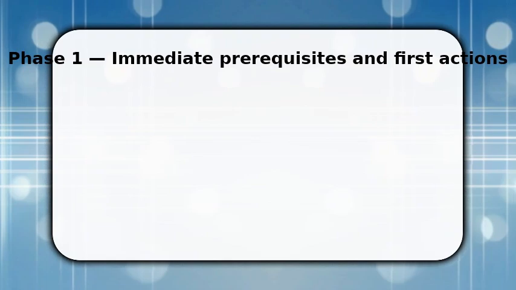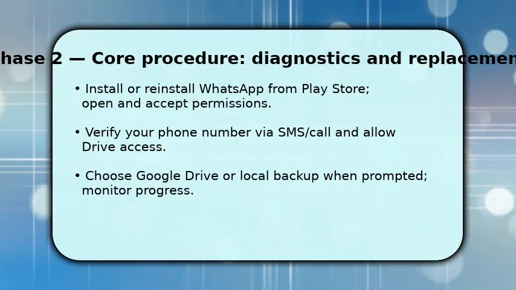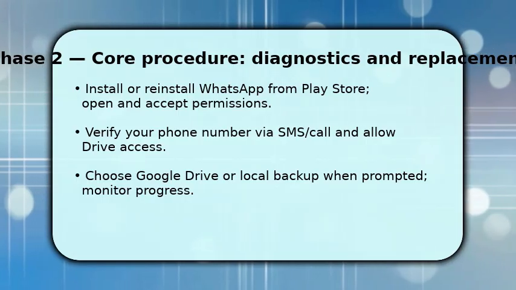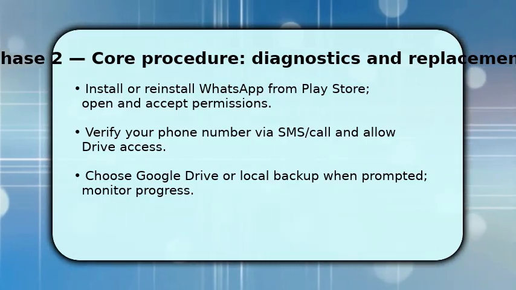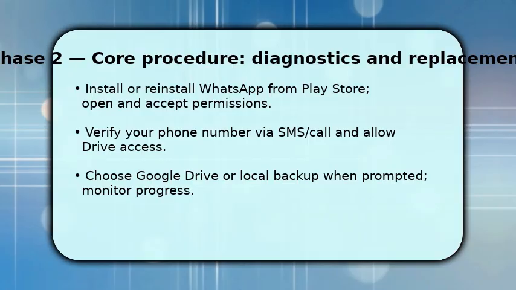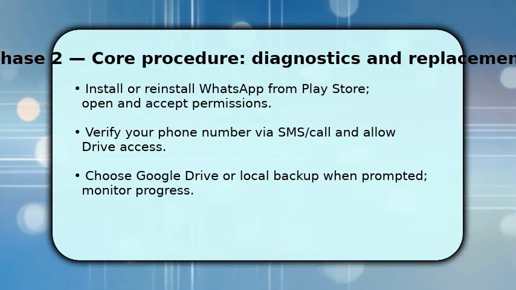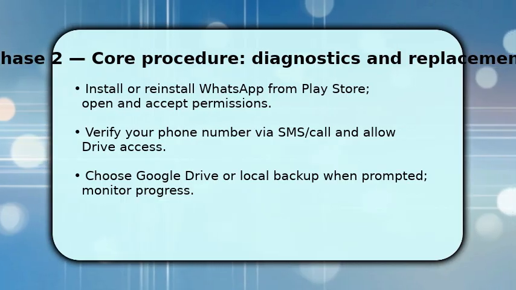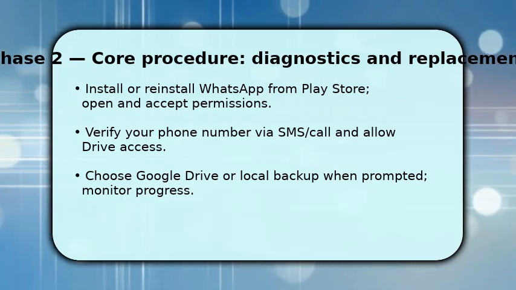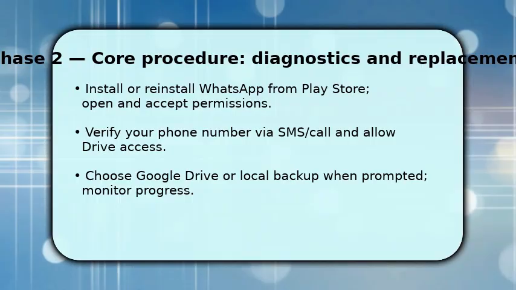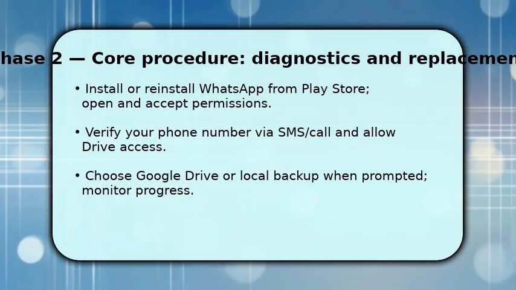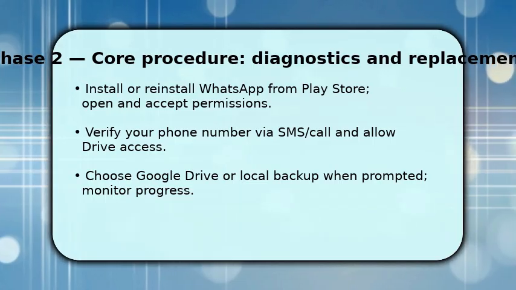You reinstall WhatsApp and grant the app permissions for storage and contacts. This lets it find backups. When prompted, verify your phone number with the SMS code or call. Verification links the app to Google Drive. Allow WhatsApp to access your Google account so it can list available backups. Choose the Drive backup if available, or pick the local backup when Drive is absent.